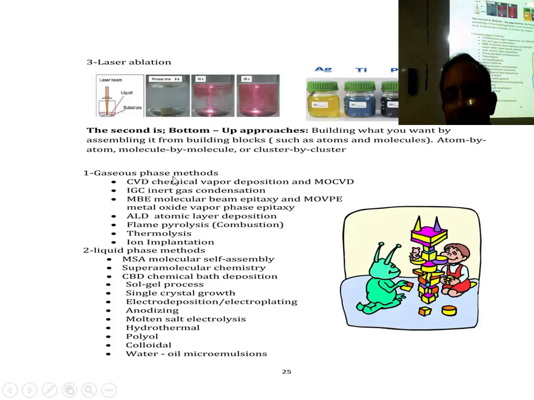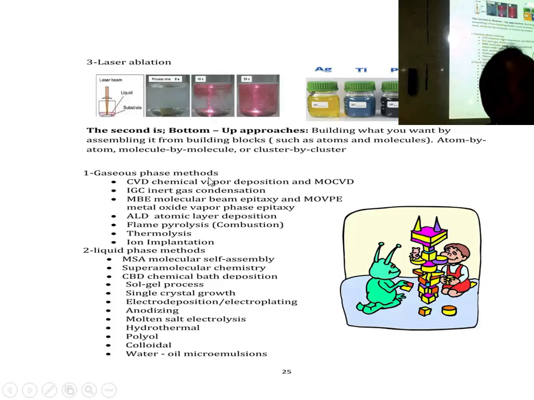First of all, gaseous phase methods. You take some gaseous phase carbon dioxide. Discharge electricity. So carbon dioxide will decompose, producing carbon black. So vapor state directly decomposing into carbon particles. That will contain nano.